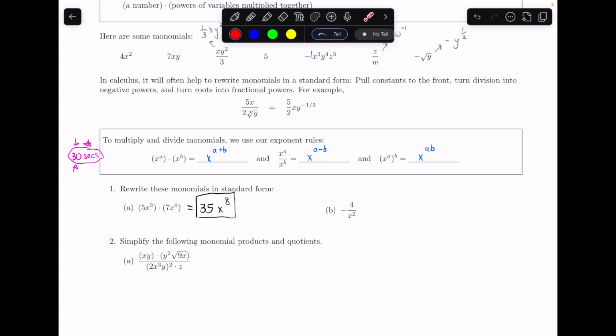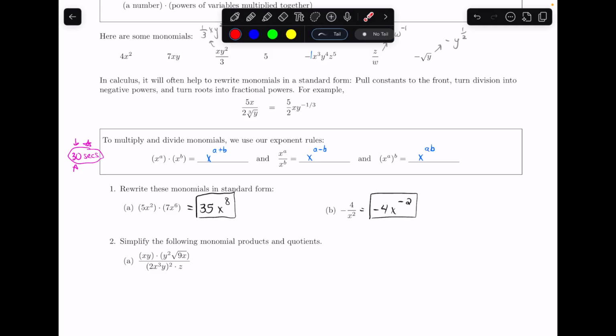With b, well, okay, I got this fraction. I want to move the number to the front, which is that -4. And then I want to get rid of this division by a variable by moving the variable term up to the numerator, and that'll make the exponent a -2. And I got it. It's in standard form now.